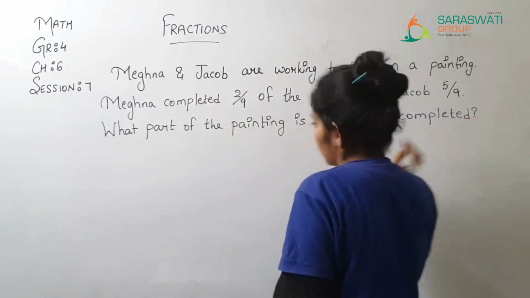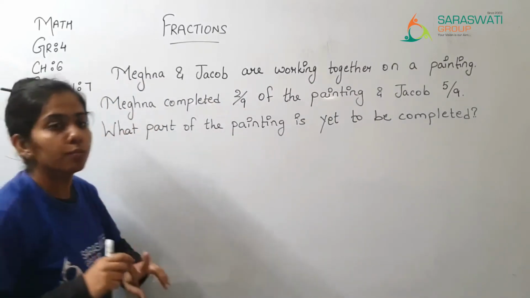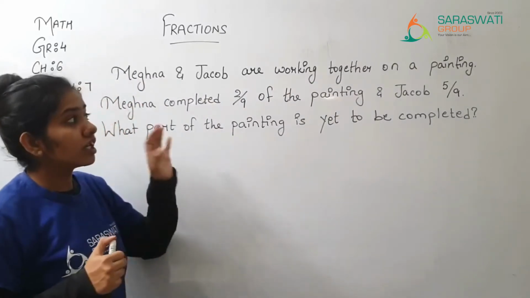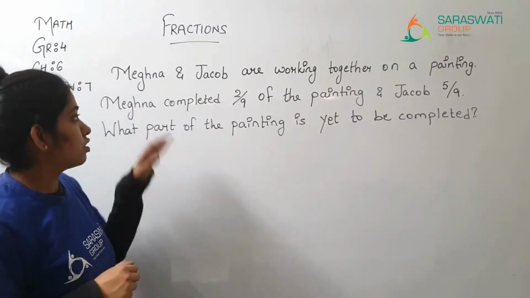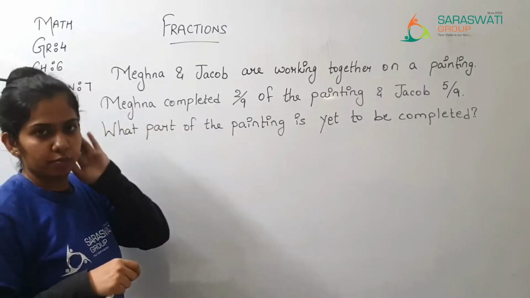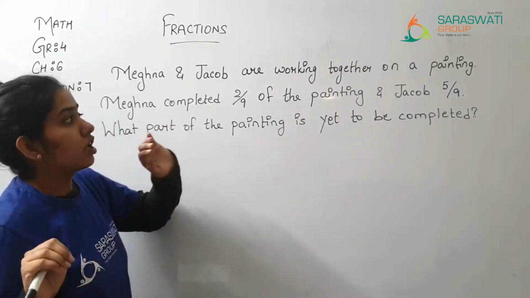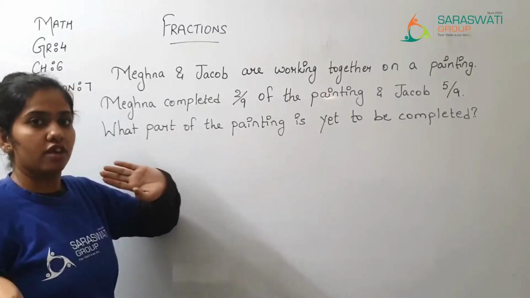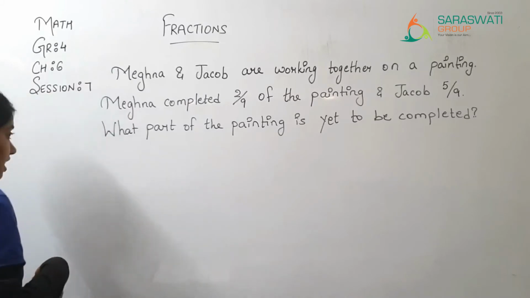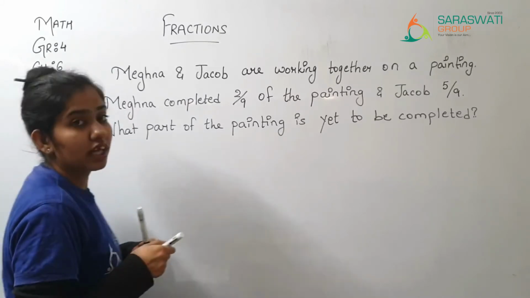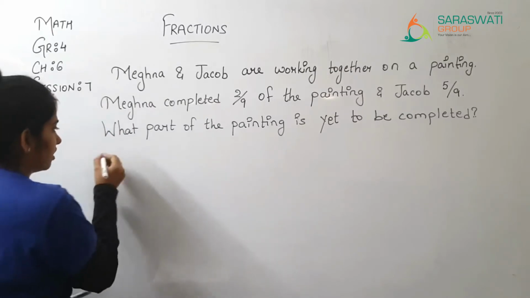So let us read the question again. That Meghna and Jacob, यहाँ पे दो पर्सन की बात की गई है. They are working together on a painting. वो लोग एक पेंटिंग पे वर्क कर रहे हैं. So Meghna completed 2/9 of the painting. पेंटिंग का सेकंड पार्ट जितना उसने कंप्लीट कर लिया. एंड जेकॉब 5/9, उसने 5/9 जितना. सो अभी पार्ट ऑफ द पेंटिंग कंप्लीटेड. पहले तो कितना कंप्लीट हुआ, वी नीड टू फाइंड आउट दैट हाउ मच पेंटिंग इज कंप्लीटेड.